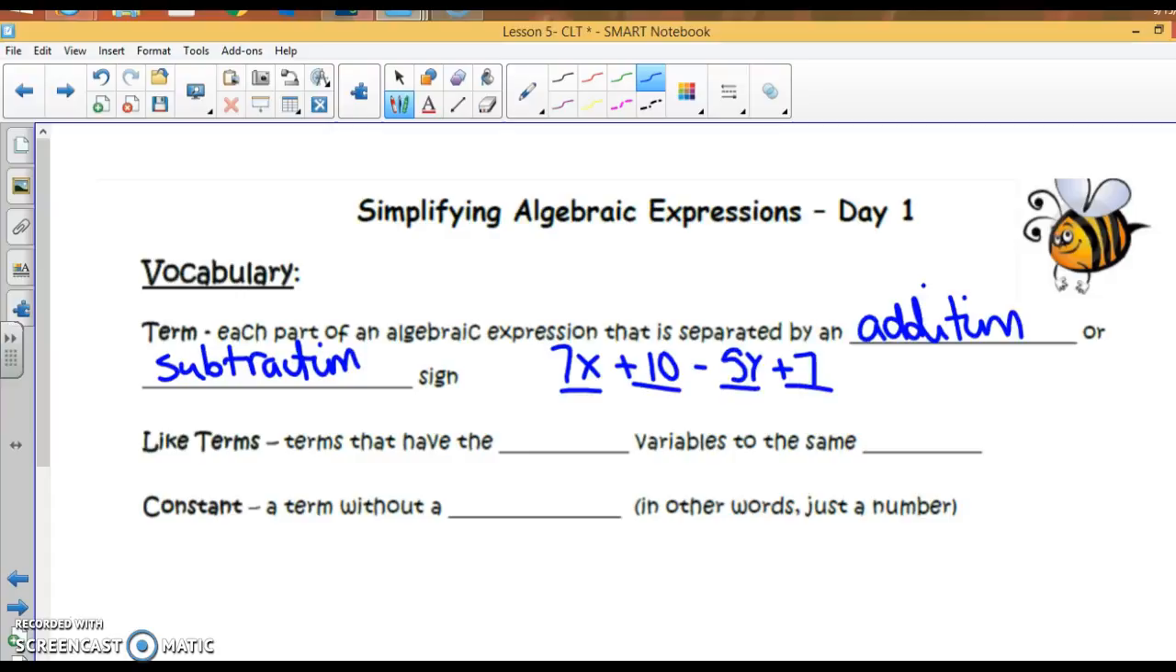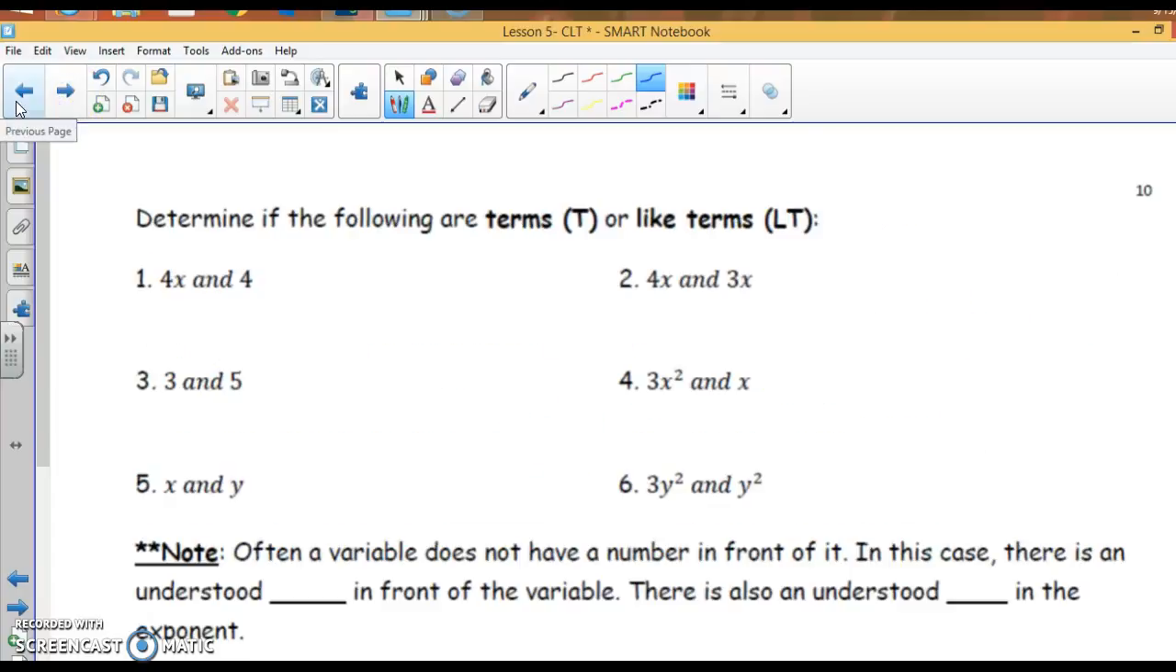Those are terms. Like terms have the same variables to the same power. Same variable to the same power. A constant is a term without a variable. So, for example, in this one, this 10 and this 7 are constants. These two are terms, but they're not like terms because this has an x and this has a y. For them to be like terms, they need to have the same exact variable with the same power.